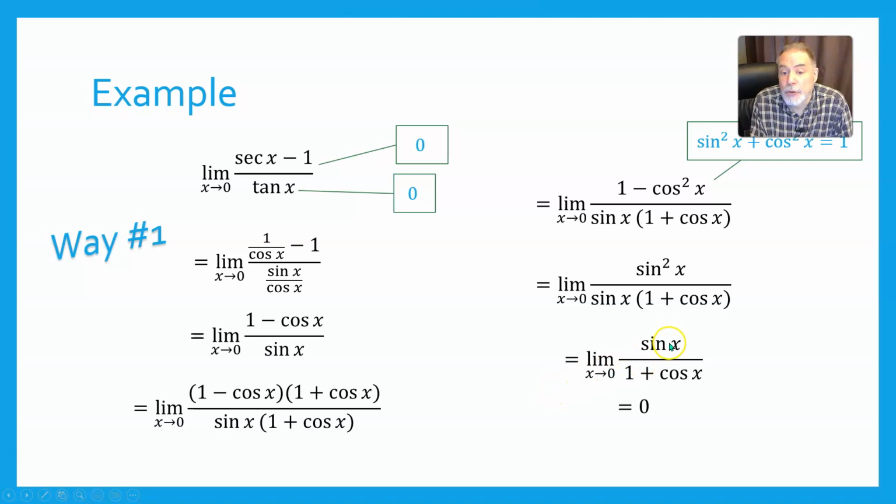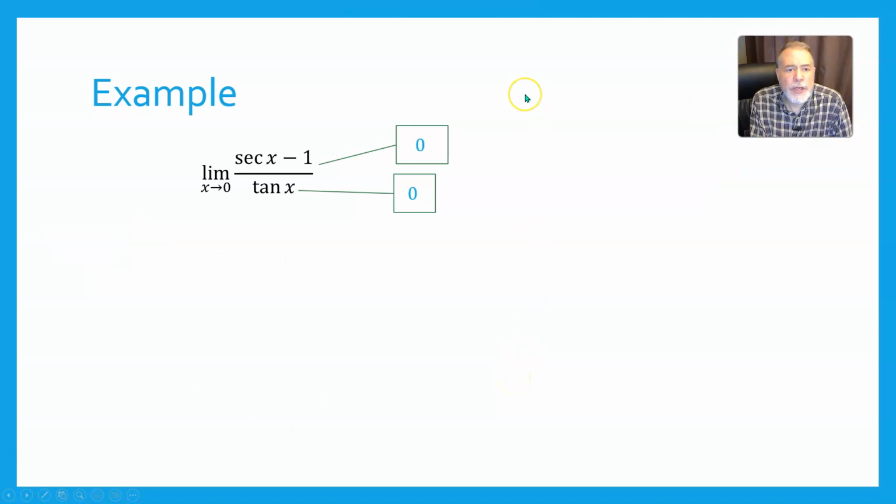The numerator approaches the sine of 0, which is 0. The denominator approaches 1 plus the cosine of 0, which is 1 plus 1 or 2. And a 0 over a 2 equals 0. So we have our limit. The limit turned out to be 0. So that was one way of finding this limit. But there are other ways you could do it.